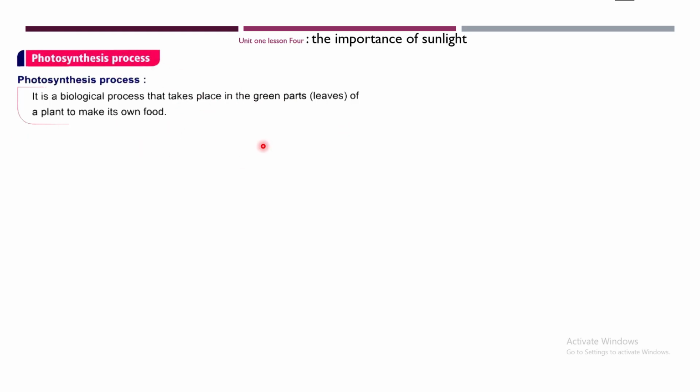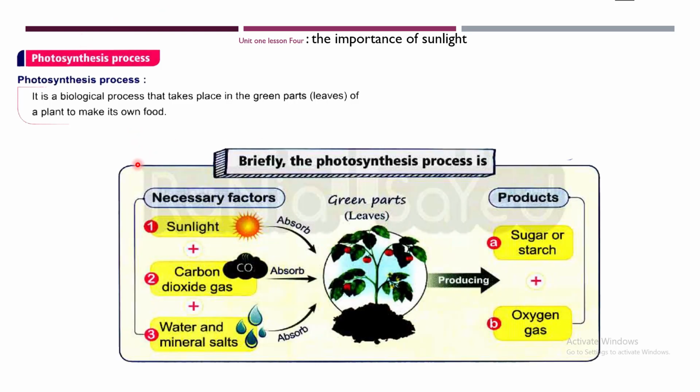So the plants make their own food by a process called the photosynthesis process. But how does that occur? Well, the plants take the sunlight, the carbon dioxide, water, and mineral salts and produce sugar or starch with the oxygen gas. So these are the evolving materials from the photosynthesis process, or the products.